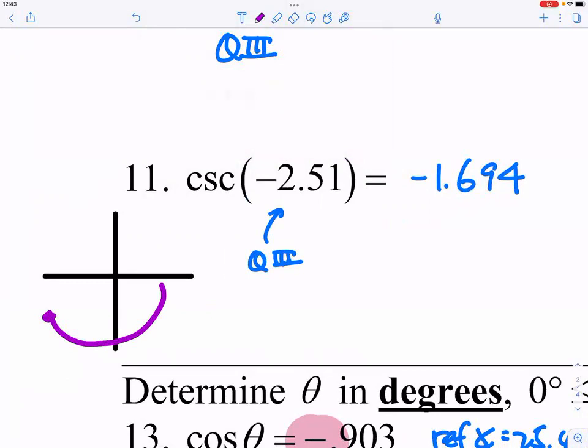Now, this is where I said you have to learn how to approximate. If you don't know how to approximate, then it's going to be a problem. What is pi over 2 as a number? Around 1.5-ish, right? And this is 2.51. So that means it has to be more than that, so somewhere right here. That's how we know it's in quadrant 3.